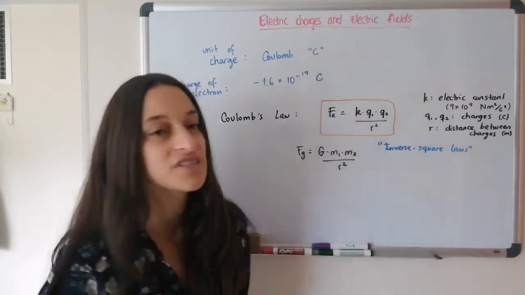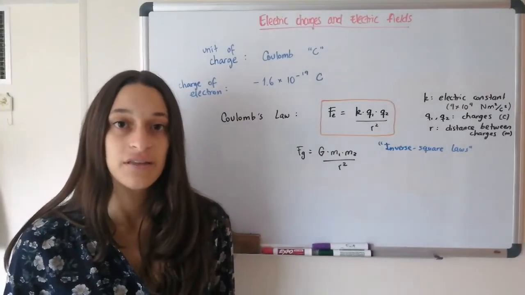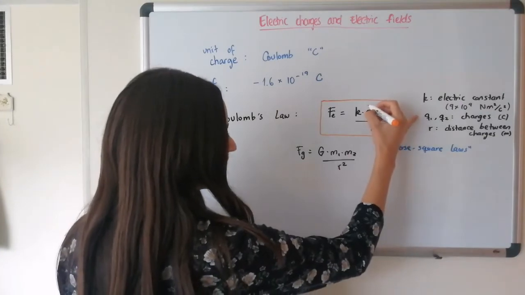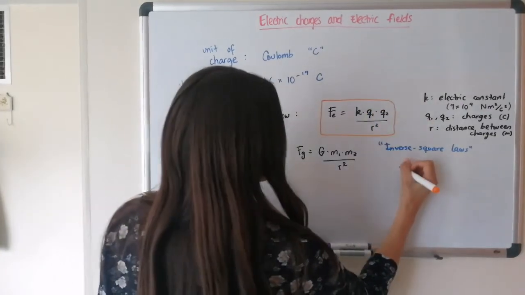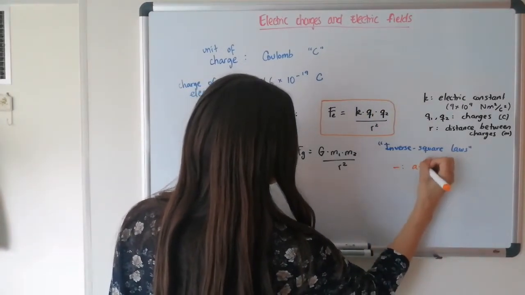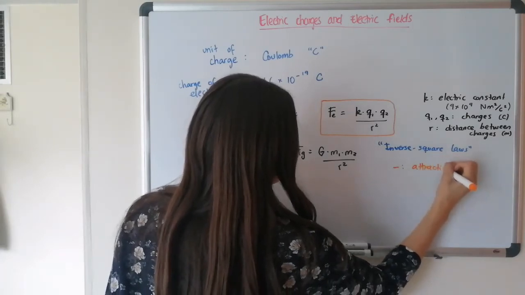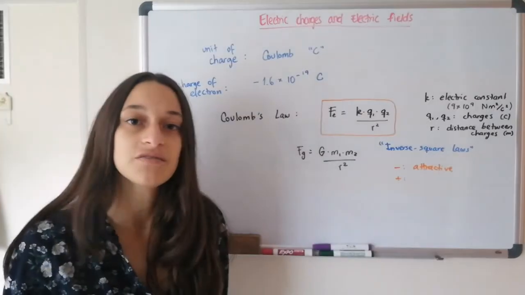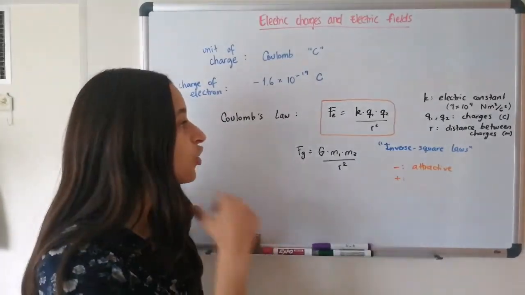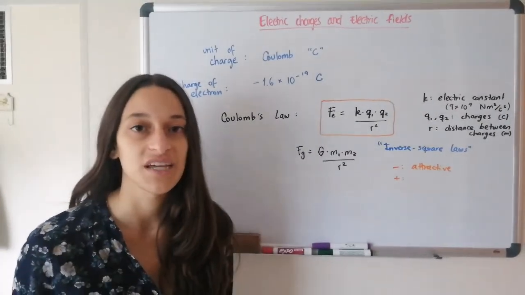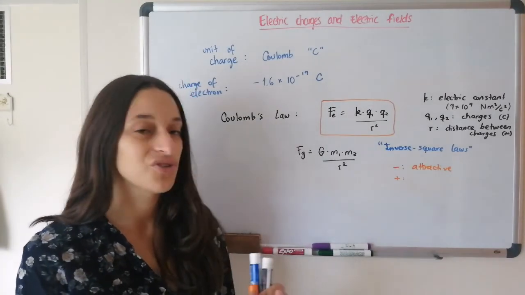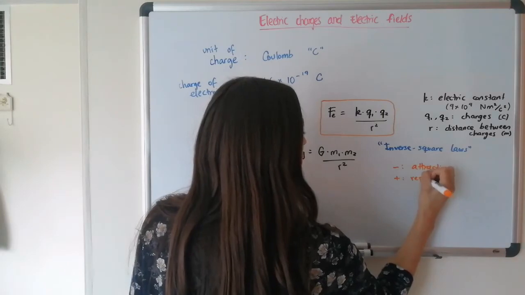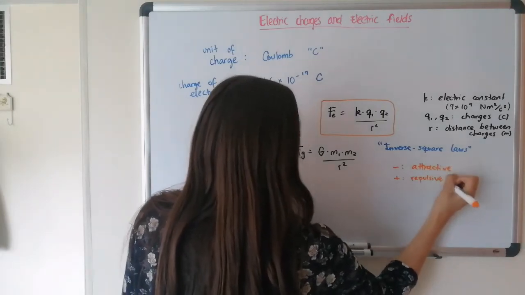So if the force gives you negative, that means that it's attractive, because that means that one of the charges had to be negative and the other one positive. So negative is attractive. If you get a positive force, it's because either both were positive, and positive times positive is positive, or both were negative, and negative times negative is positive. So when they're the same charge, they repel. So a positive Coulomb's law means a repulsive force.